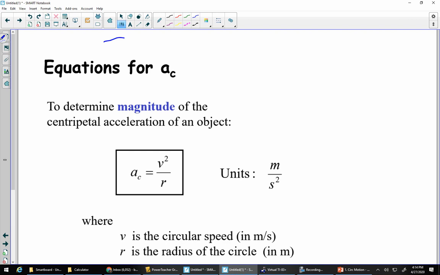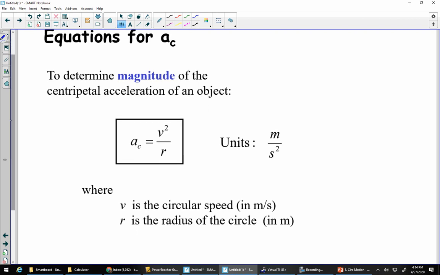Cool. So our equation for this is very simply AC is equal to v squared over r, where v is the speed in meters per second, r is the radius in meters, and the units work out to be meters per second squared. If you want a bit of a challenge, you can go ahead and see how the units from this turn into our regular acceleration.